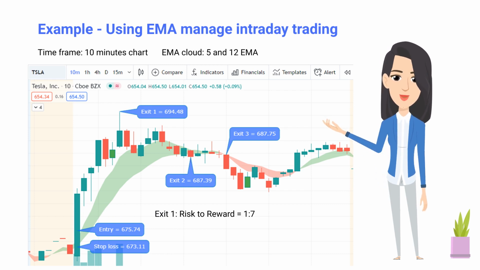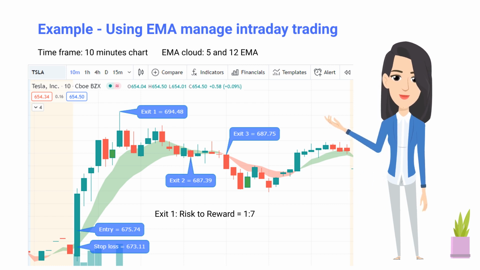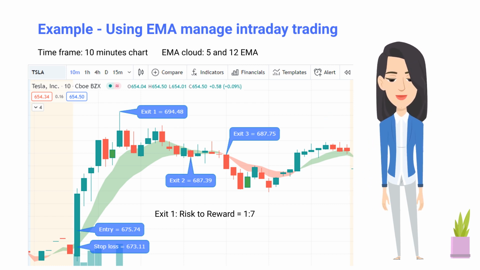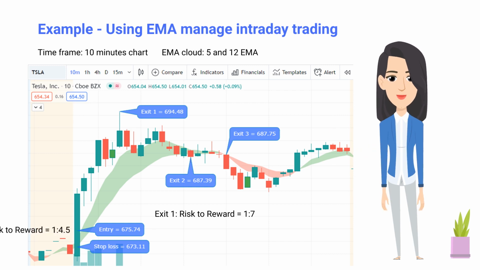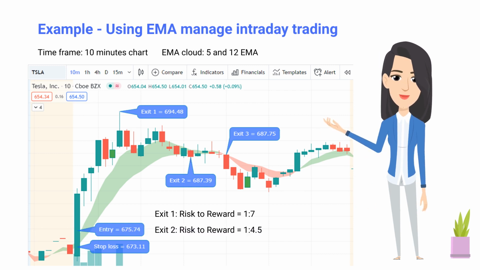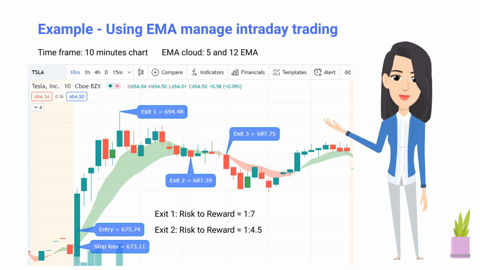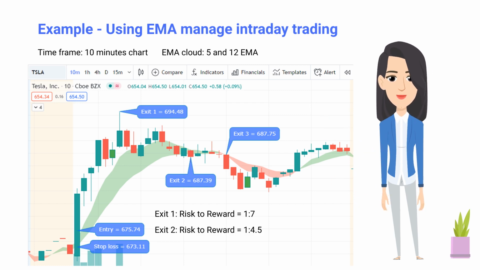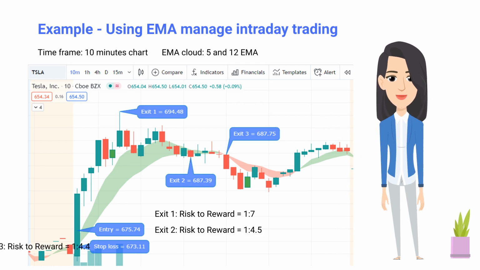The second exit point is by following the EMA rule. You exit when the candle closed below the EMA Cloud, which is when the stock reached $687.39. By taking this exit point, this trade would provide a risk to reward ratio of 1 to 4.5. The third exit point is by waiting until EMA Cloud actually changed to red, which is when the stock reached $687.75. By taking this exit point, this trade would provide a risk to reward ratio of 1 to 4.4.